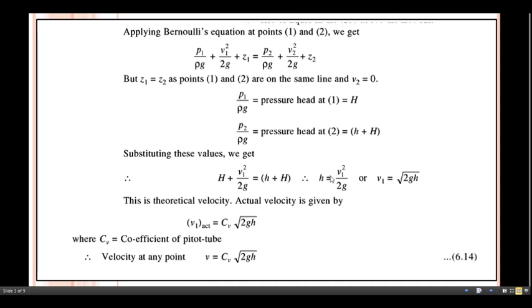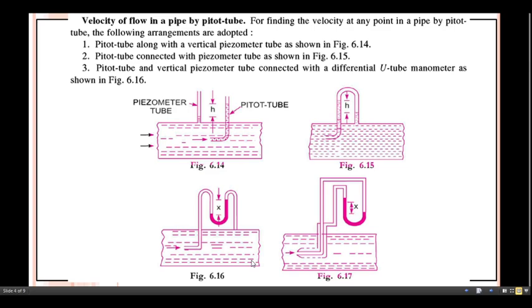So here we can get small h equals V1 square divided by 2g, or V1 equals the square root of 2gh. This is the theoretical velocity. Actual velocity is given by V1 actual, which is nothing but Cv into the square root of 2gh. So Cv is nothing but the coefficient of the Pitot tube. So velocity at any point is V equals Cv into the square root of 2gh.